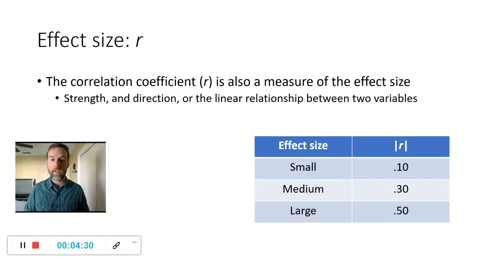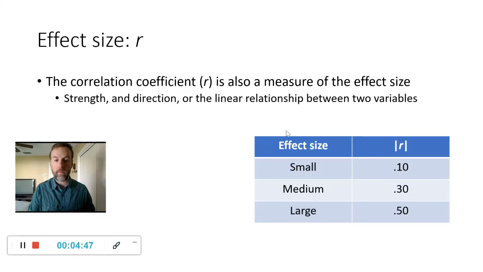So a correlation, that r, tells us two things. The strength of that relationship, so the closer it is to 1 or -1, the stronger the relationship. And if it's positive or negative, it tells us the direction of that relationship. How are these two variables changing with respect to each other?